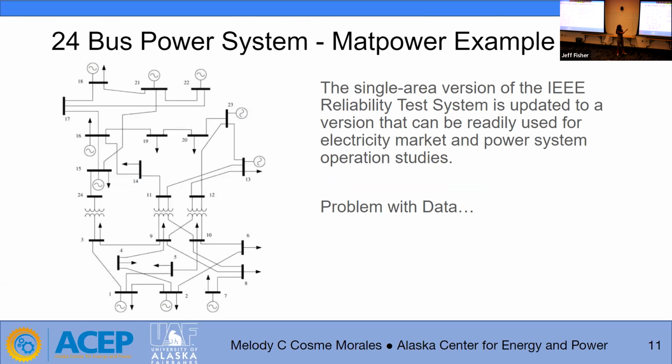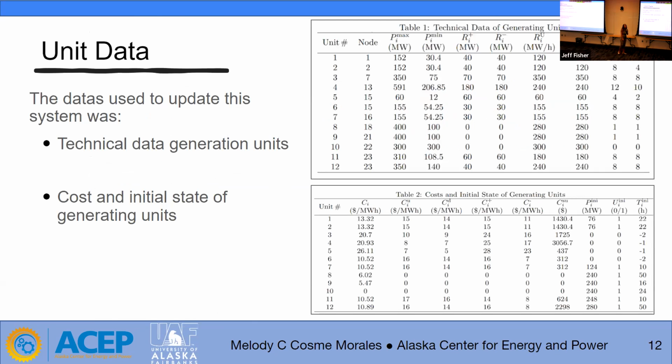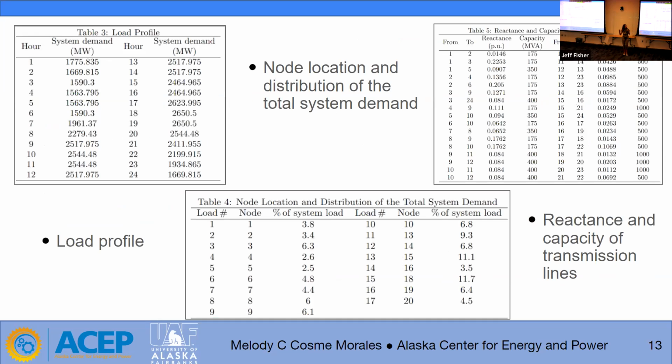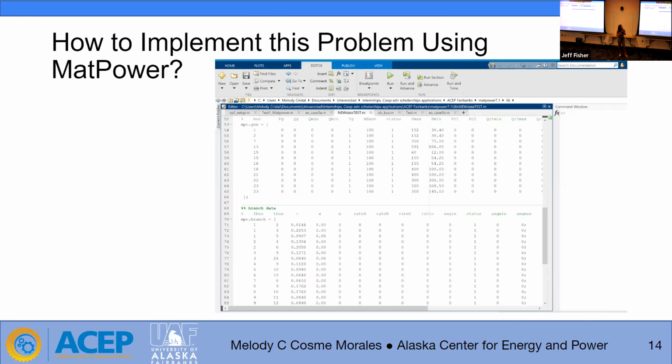And this is the system of the 24 buses. In this case, we have a lot of detailed data. We have a lot of information that we can use. We are using technical data of generation units, costs and initial states of generation units. We have the load profile, the node location distribution, and the reactance and capacity of transmission lines. And the beautiful thing about this is that we can analyze all this detailed information and create the model as we want. So this is how it goes.